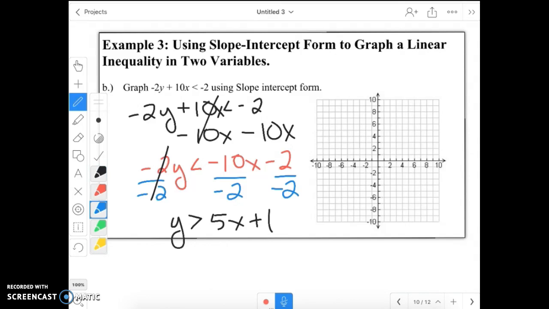I'm going to graph this line. So we start at this +1, and I'm going to go up 5, over 1. I'm going to go down 5 to the left 1. I'm going to do my best to get us a dotted line in there.